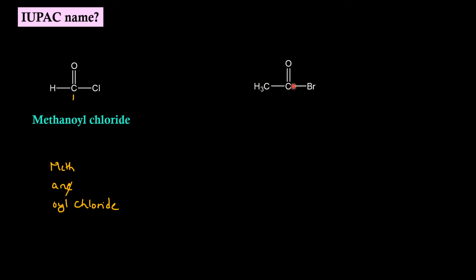With this molecule, this COBr is the acyl bromide. The carbon atom of the acyl bromide should be numbered 1. So the root word is eth. Primary suffix is ane. Secondary suffix is oyl bromide. E of the primary suffix has to be dropped for the same reason. So the IUPAC name will be ethanoyl bromide.